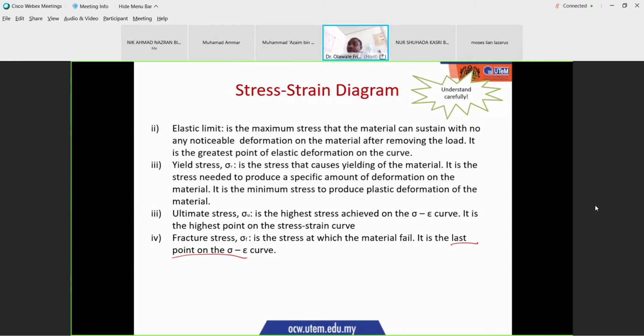Okay, sir. So like I said, on the stress strain diagram, there are 5 critical points. One, proportional limit. Two, elastic limit. Three, yield stress. Four, ultimate stress or ultimate tensile strength. Five, fracture stress.